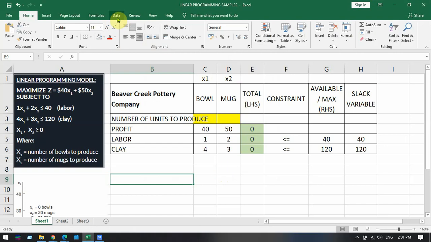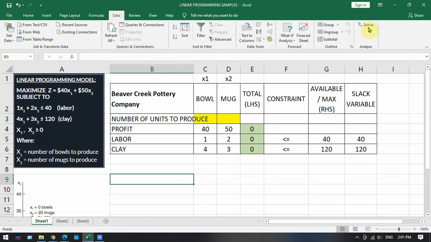So you should find the solver under Data also, and here is the solver. Okay, we have here the solver. Now, it is possible that you don't see the solver in your Microsoft Excel because it is not a default function. So if you still don't have it, we have to add it as an add-in.